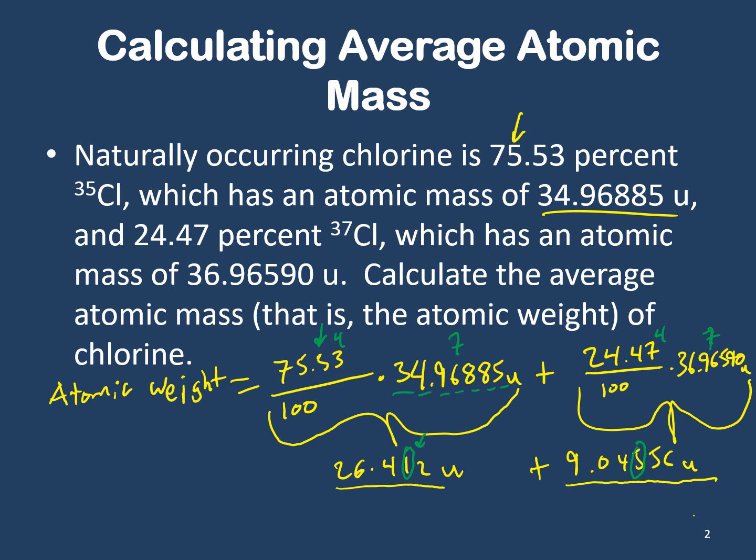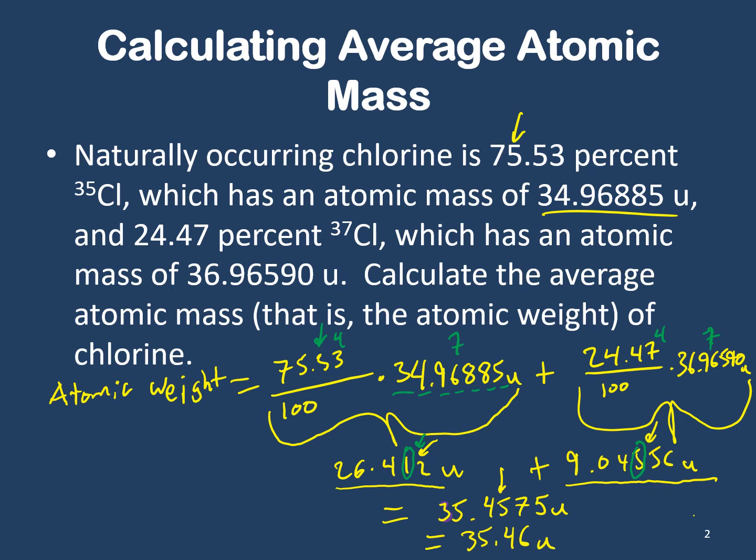Now I can add these two values together to get my answer, which gives me this value, 35.4575 atomic mass units. Now if we look at our numbers that we added up above though, this one is to the hundredths place, and this one's to the thousands place. This means I need to round to the hundredths place, giving my answer as 35.46 atomic mass units.